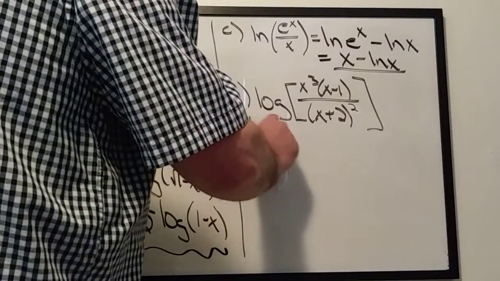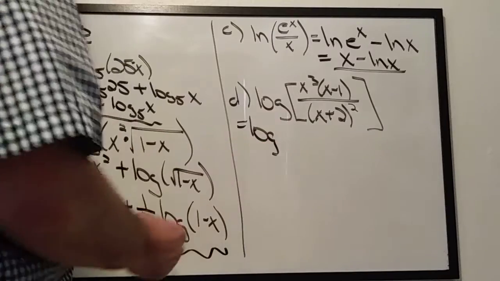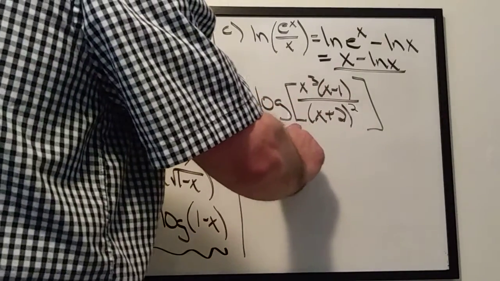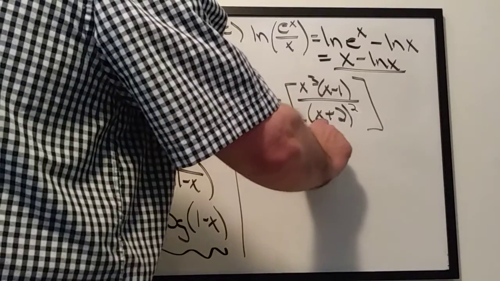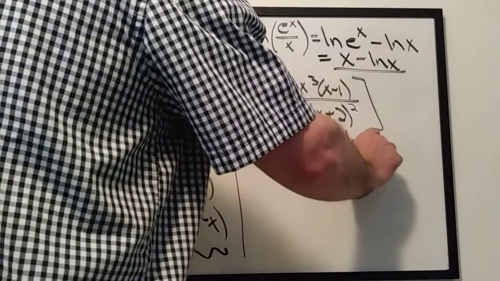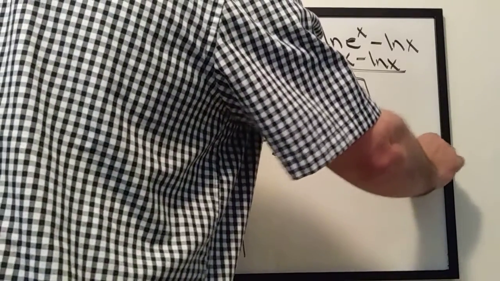So we have log, and again, it has to be the same base. So up here it's a common log, so I'm going to have a common log down here as well. So we're going to have log of my numerator, and that's going to be x to the third times x minus 1, minus the log of my denominator. So log of, and then it's x plus 2 quantity squared.